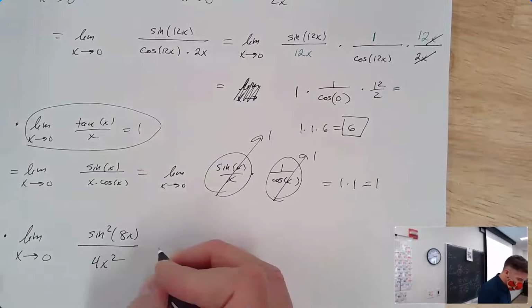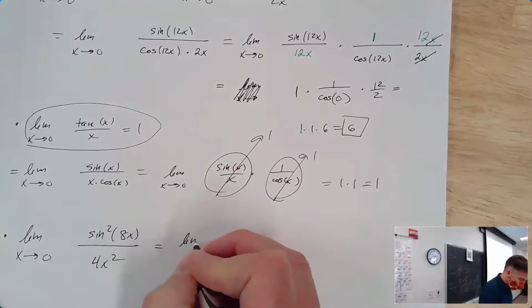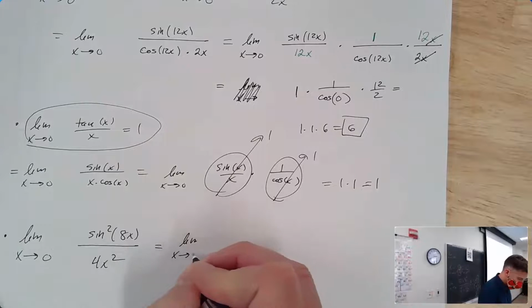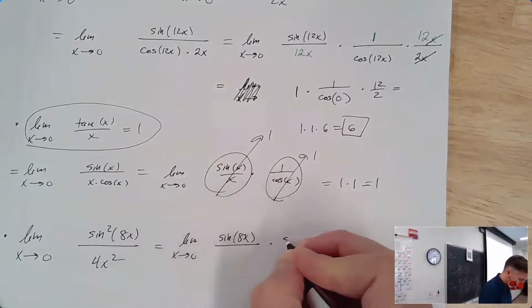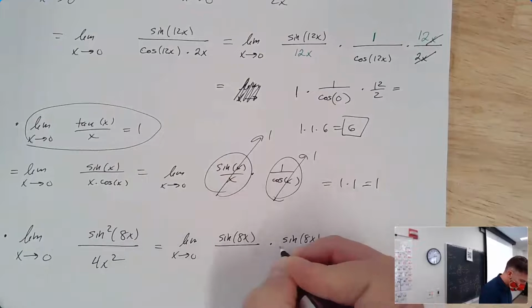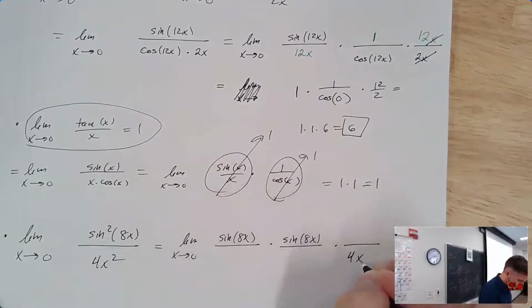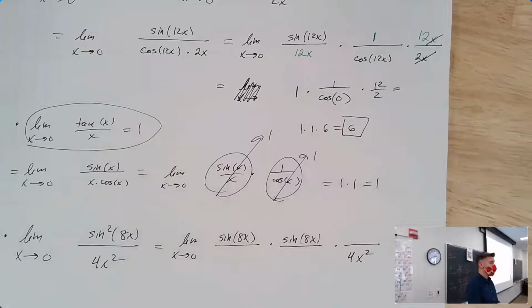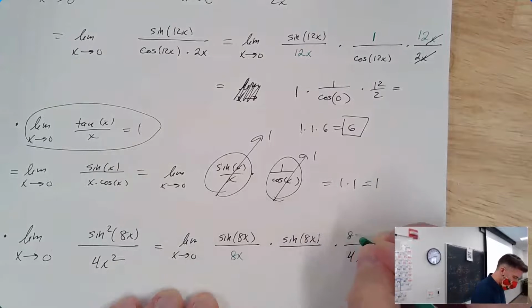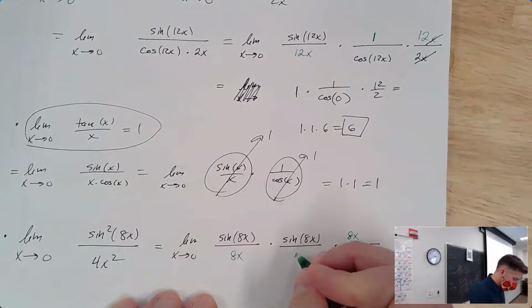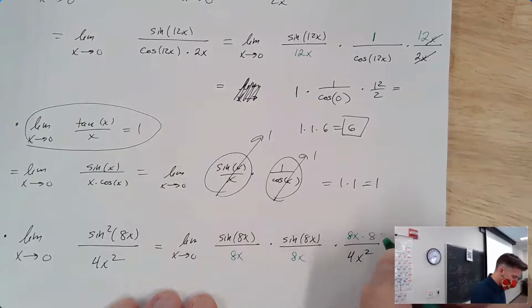Because really the way I'm viewing this is the limit as x goes to 0 of sine of 8x times sine of 8x divided by 4x squared. We're not going to get 8 over 4 as our answer. Because I don't just need 1 8 in the denominator to make this work. I need an 8x here, which is balanced out by an 8x there. And I need an 8x here, which is balanced out by another 8x there.